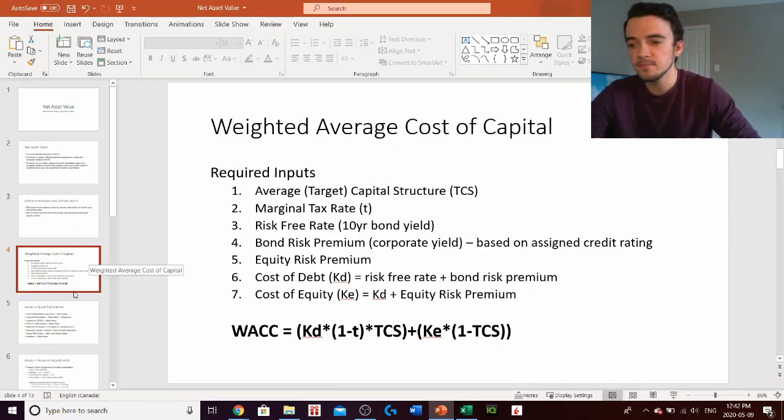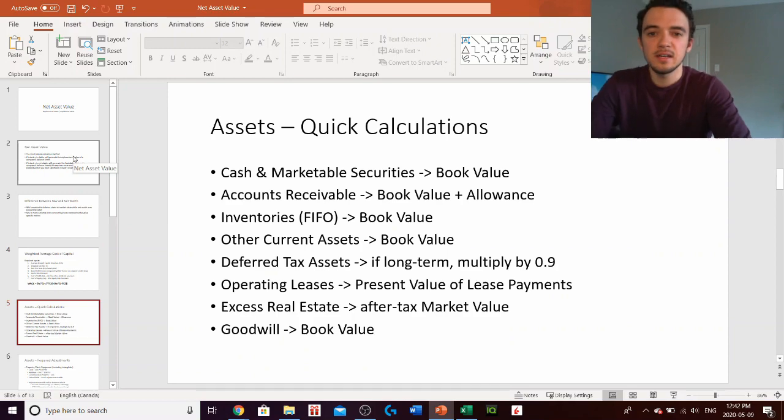So on the asset side, there are some accounting entries that are very quick calculations. For example, the cash and marketable securities, you can use a book value because they're highly liquid, so their book value mirrors their market value. Accounts receivable, you want to get the book value plus the allowance for doubtful accounts. And the reason why is because a company who's coming into this industry, if you're trying to replace this company, they're going to have that allowance as well. And you don't know if that allowance is accurate for the new company or not.